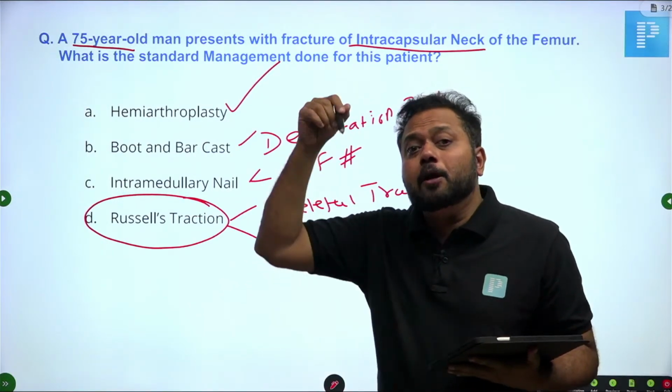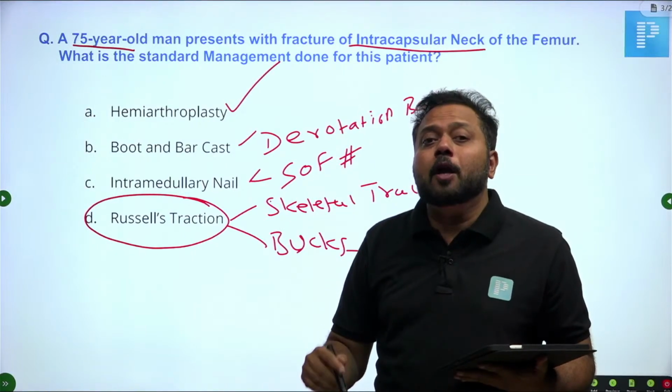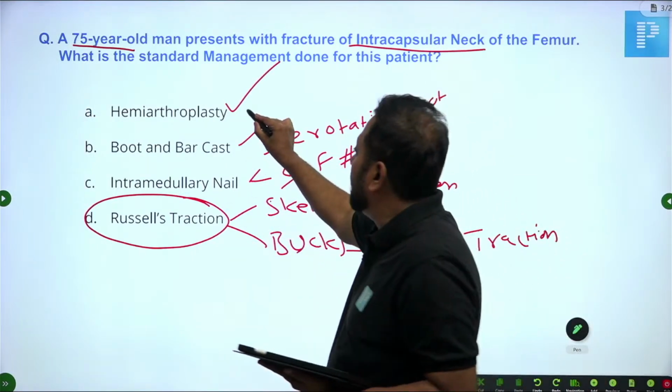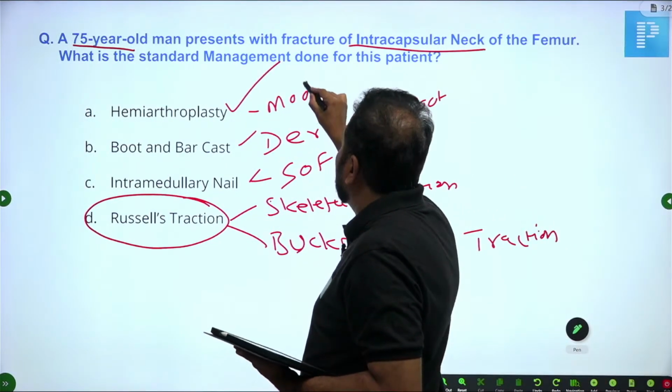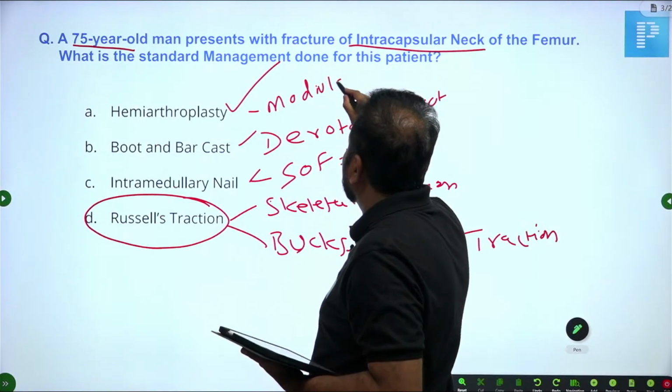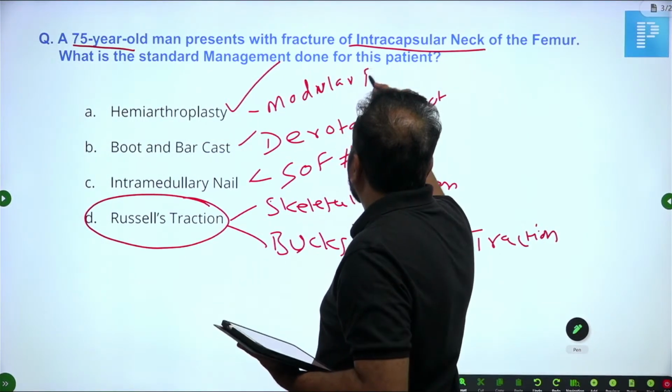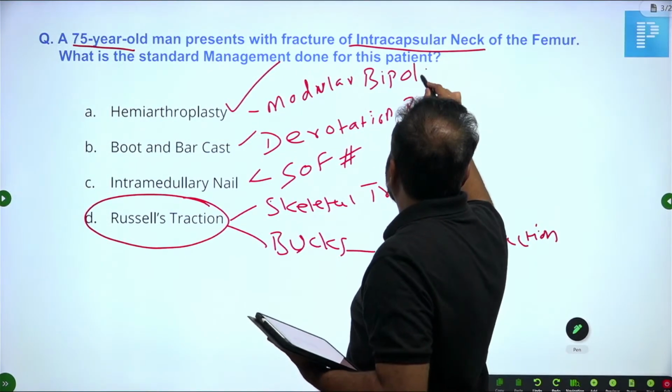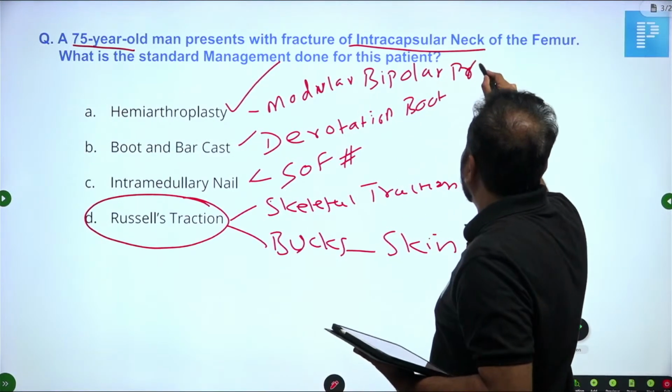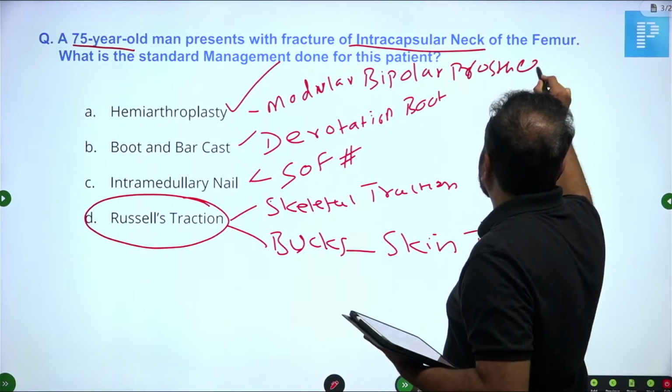Nowadays the hemiarthroplasty prosthesis of choice is modular bipolar. To be more specific, modular bipolar prosthesis.